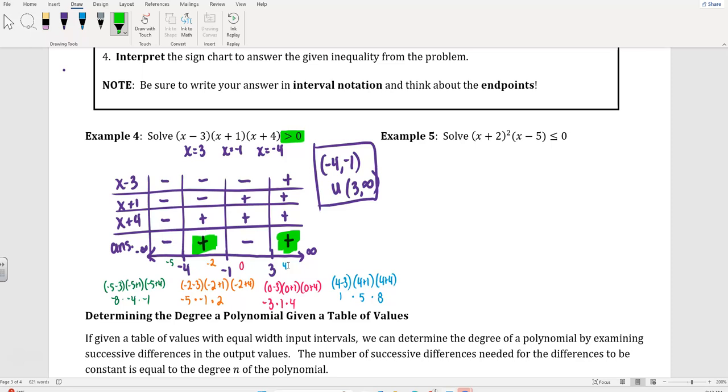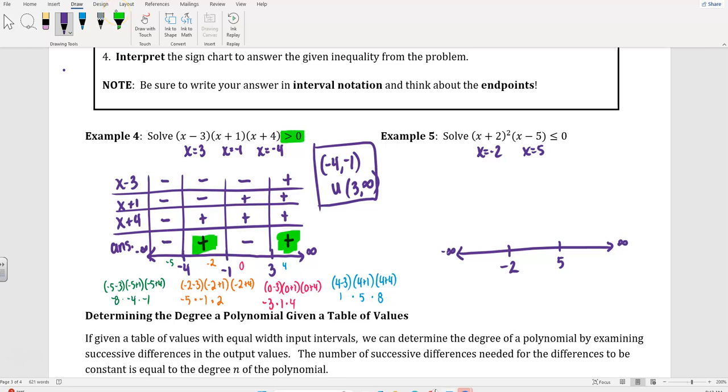Questions on 4? All right, let's do 5. Let's just do the chart for 5. So for 5, we're going to have zeros at x equals -2 and x equals 5 there. So on the number line, we are going to have -2 and 5. Remember that your negative infinities down here, your positive infinities up here.